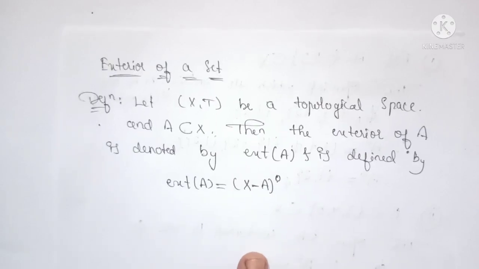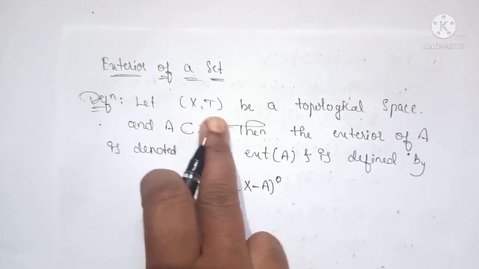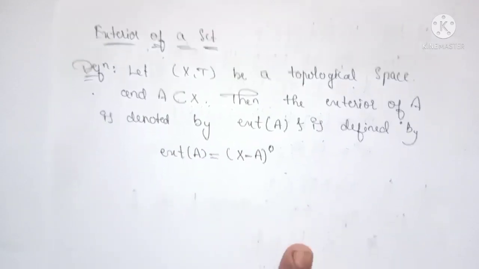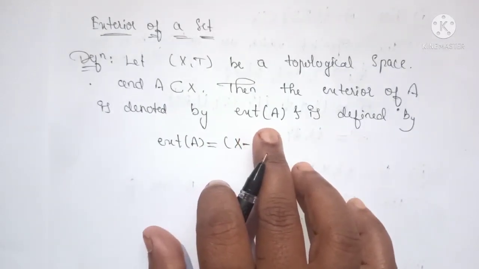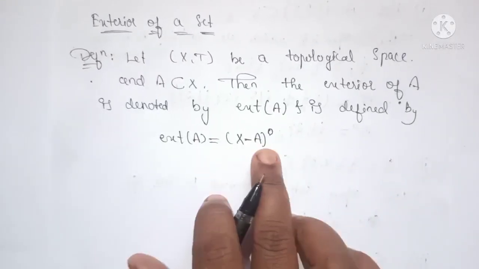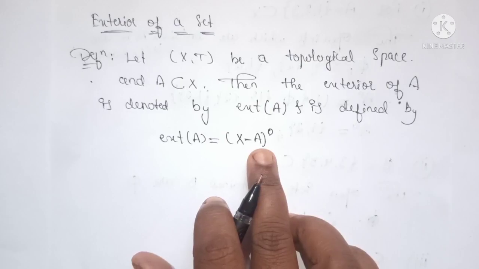Okay, so see here, exterior is nothing but, if you consider a topological space (X, T) and A be a subset of X, then the exterior of A is denoted by exterior of A and is defined by, it's very simple, (X minus A) interior. That is, if you take the complement of A then find its interior, you will get the exterior.